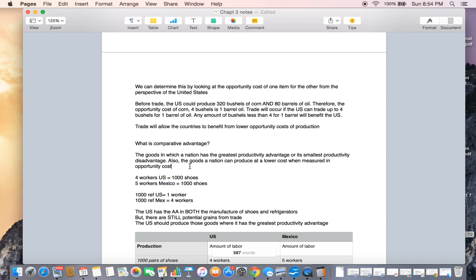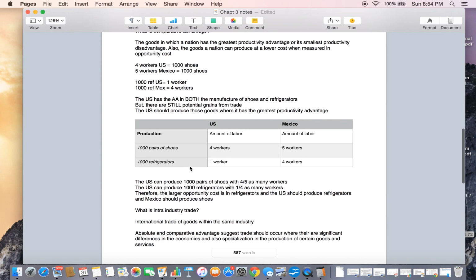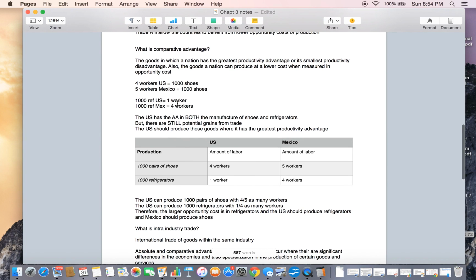So let's look at some opportunity costs. This was also discussed in the book, but these concepts are rather confusing, so I think it's good to go over them together. Here we see that 4 workers in the United States can make 1,000 pairs of shoes. So 4 workers making 1,000 pairs of shoes means 1 worker makes 250 pairs of shoes.